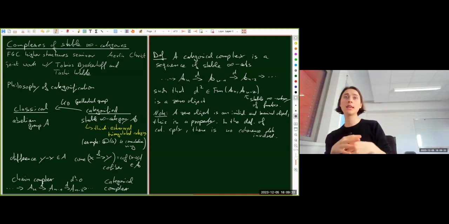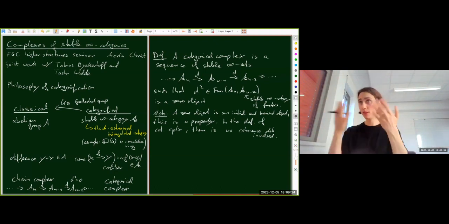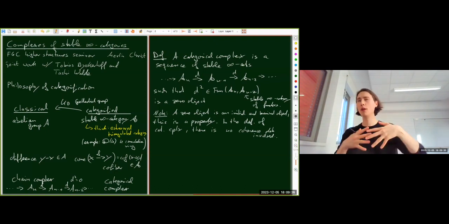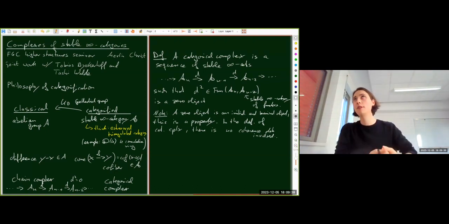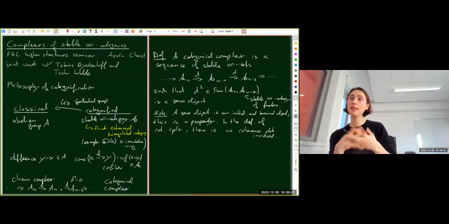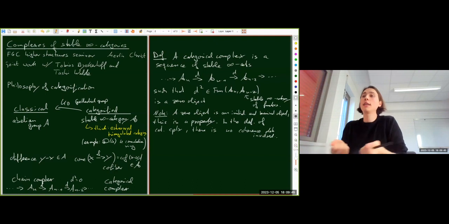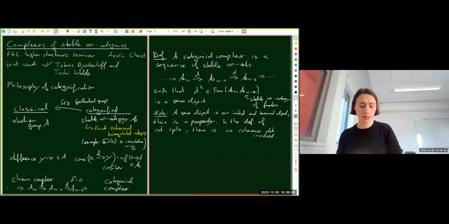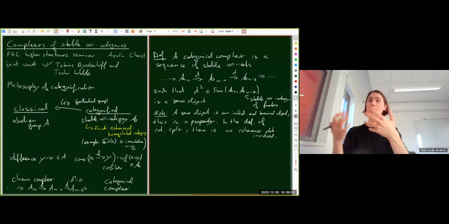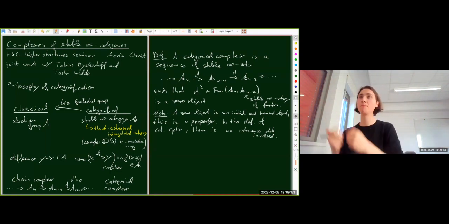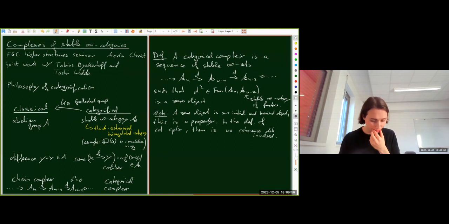And it turns out that when you're looking at complexes in the infinity category of stable infinity categories, there is actually no coherence data involved. It is all unique up to contractible choice. And so we can use this naive definition of a chain complex in the categorical setup. And so let's do an example.